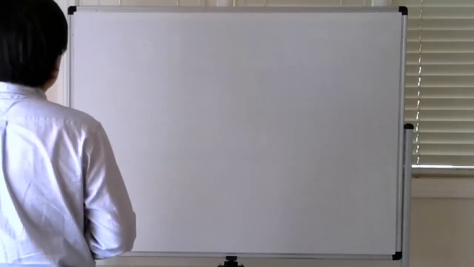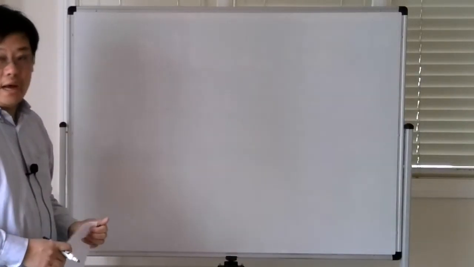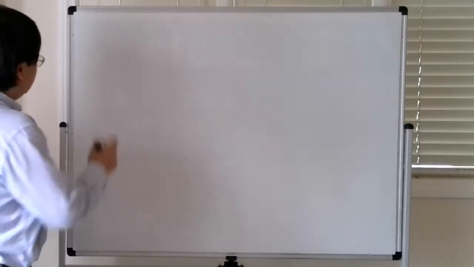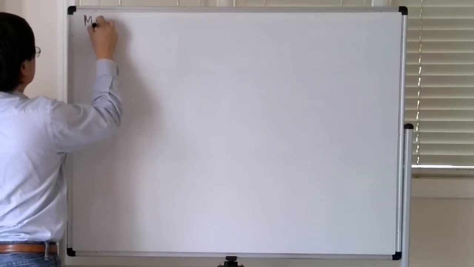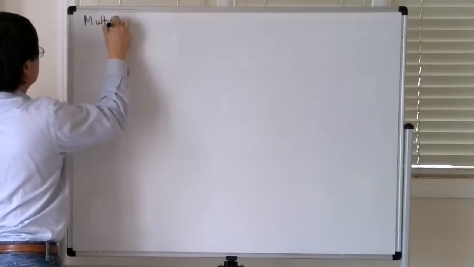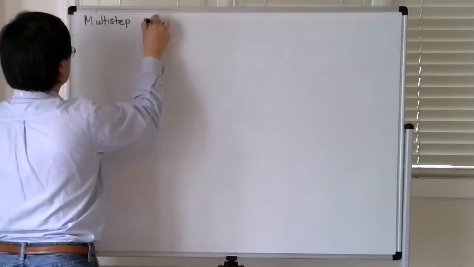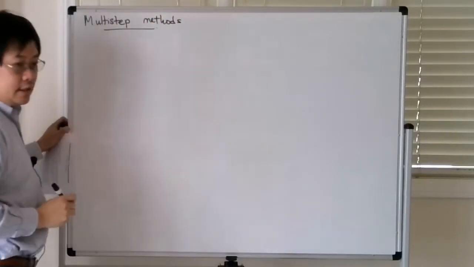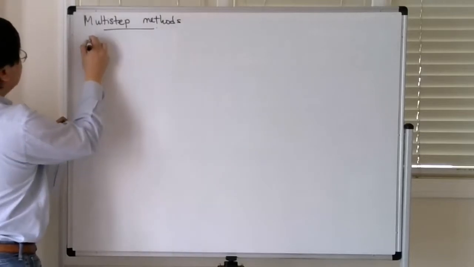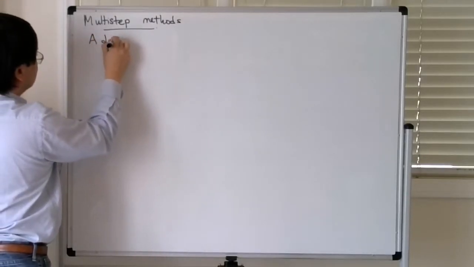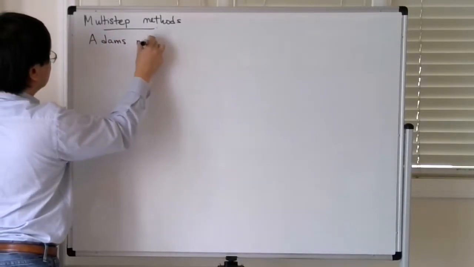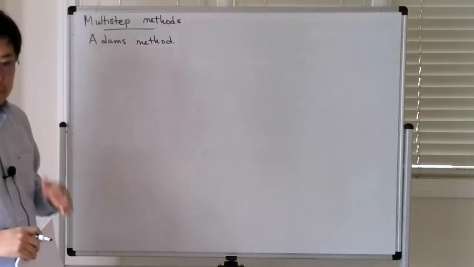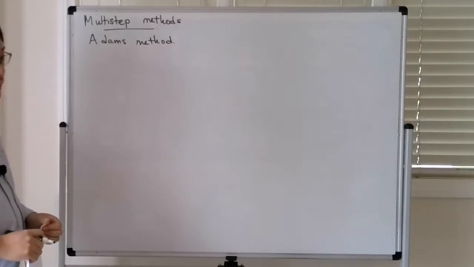Okay, so we're going to talk about a class of numerical methods called multi-step methods. And in particular, we're going to study an example of this, which is called the Adams method. So you might ask, well, what's the basic idea behind this?